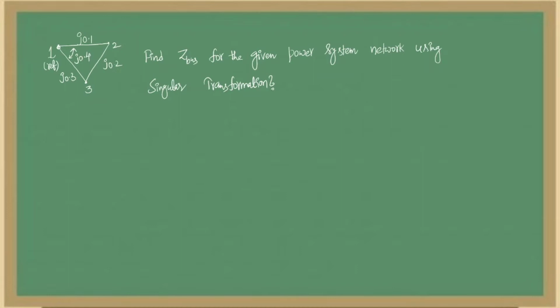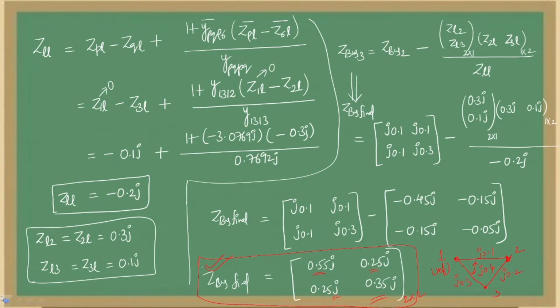Hi everyone. In the last video, we found the Z bus matrix, which is the bus impedance matrix for the given power system network, using the building algorithm. Please go through the previous video or previous class before seeing this video so that you can understand what we are actually discussing in this video. In the previous class, we determined the Z-bus matrix for the given power system network using the building algorithm, and we got this as the values of the matrix.